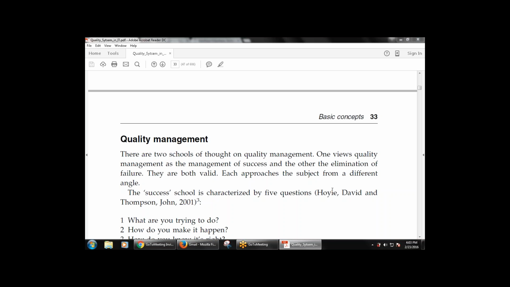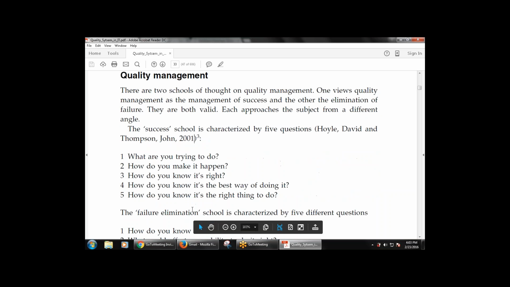Today's topic is quality management. In the last class, we studied what quality management is. That means how to manage quality, what the various rules and regulations are that are used to manage quality, and the elimination of failure, which is known as quality management. There are 5 questions explained in quality management.